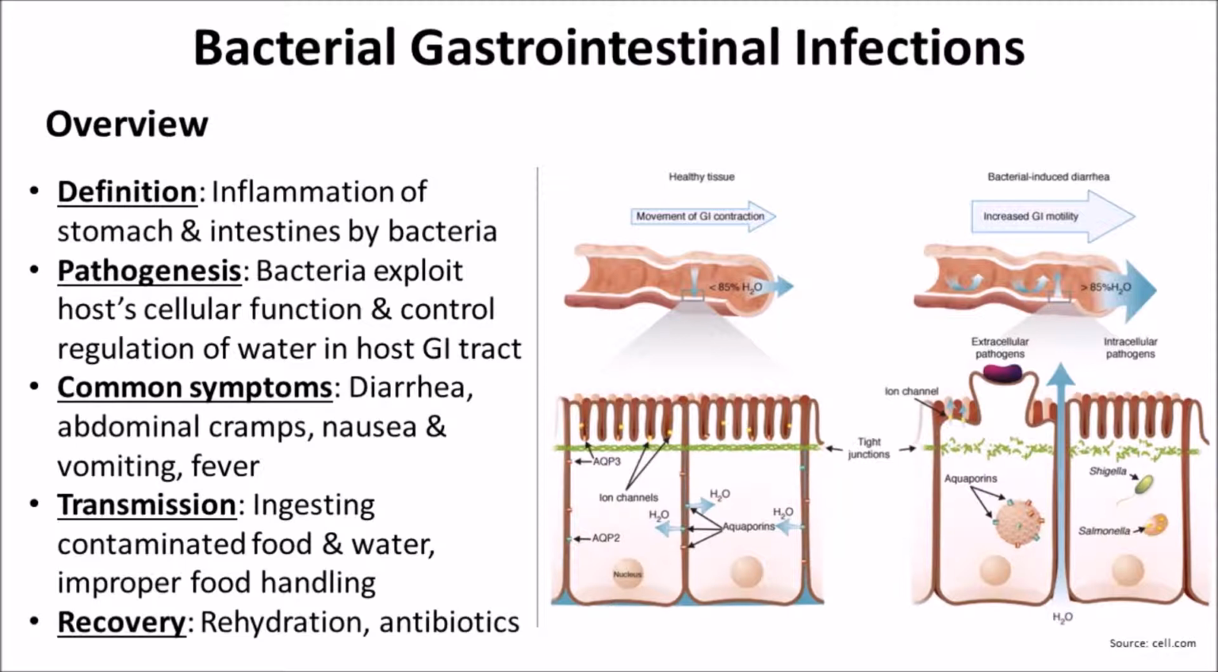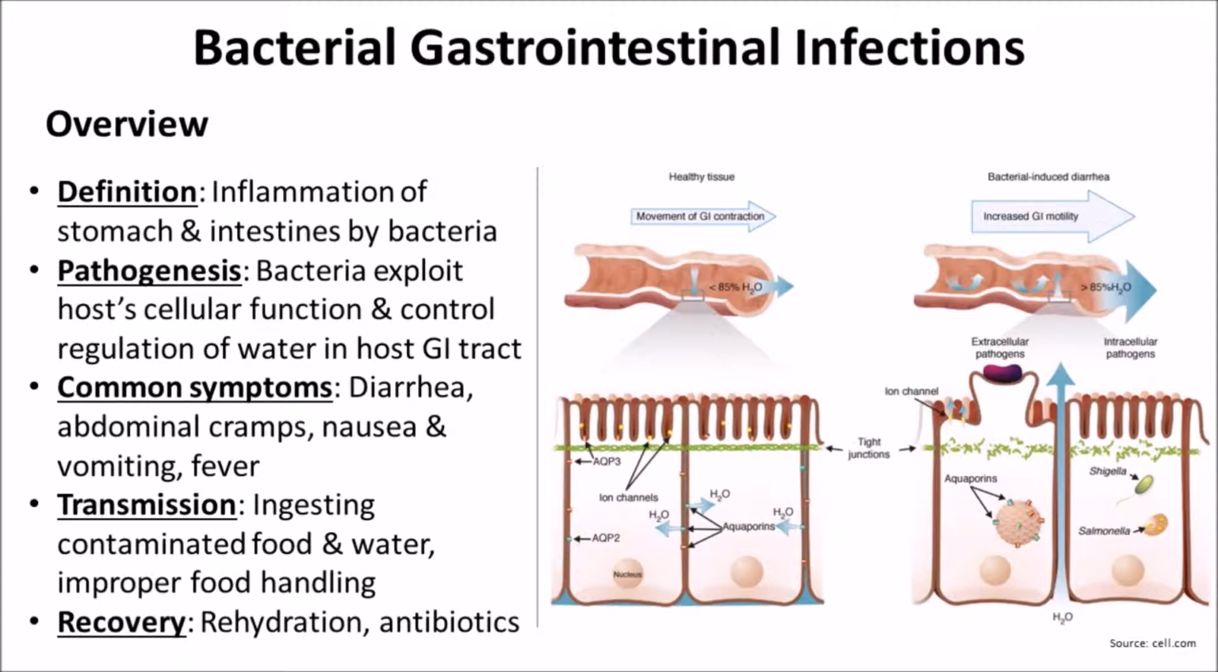On the other hand, the host will also use the water regulation in the GI tract for the expulsion of the bacteria or any unwanted organism out of the system. With this synergy, diarrhea is generated, which makes sense, as diarrhea is the most common response to gastrointestinal infections. Other symptoms present would be abdominal cramps, nausea, vomiting and fever.